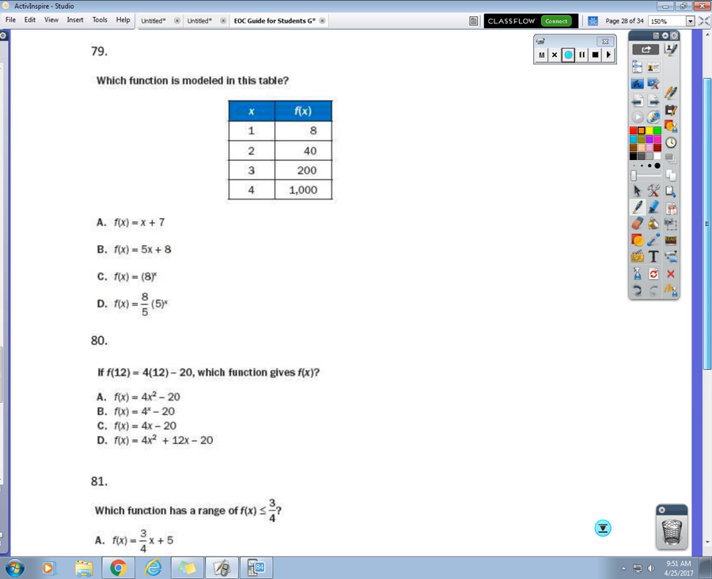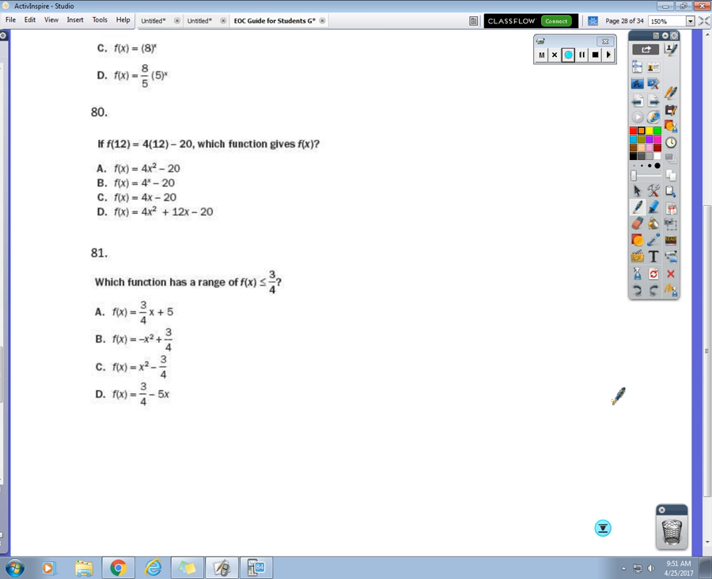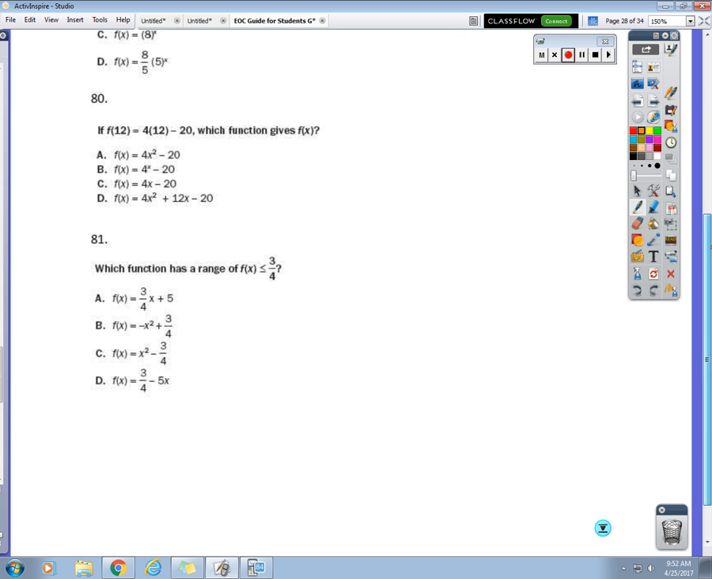Okay, number 80. What did y'all get for number 80? C is correct. You shouldn't have to guess on a problem that easy. We've already done several of these in this packet. If f of 12 equals 4 times 12 minus 20, what function gives f of x? Aren't they basically telling you, instead of f of 12, make it f of x, which means replace this 12 with an x, and you get 4x minus 20. There it is. That's easy. We've seen several of those.